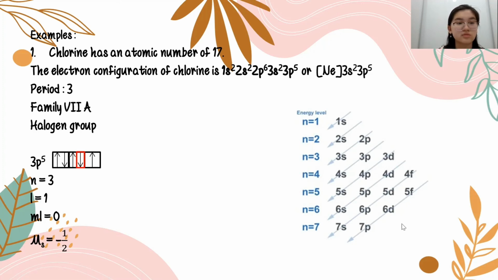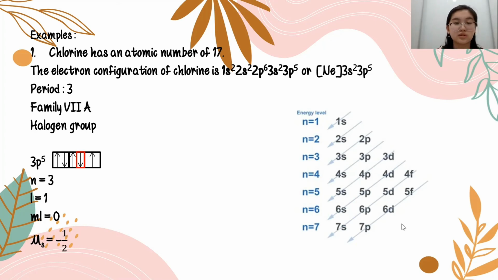And then first we find the period. The period is the highest energy level. In here is 3. And then the family, the ending is P, so it's A. And then the valence electron is 2 plus 5 is 7A. And then it's halogen group.